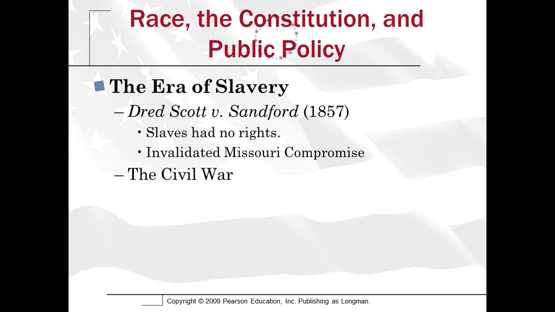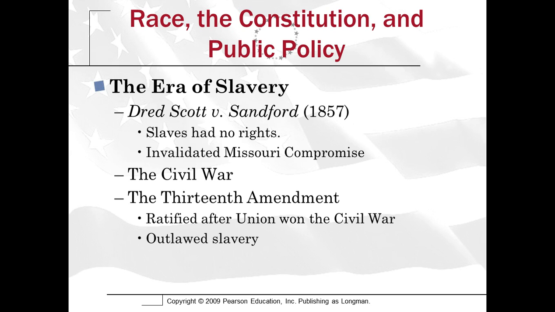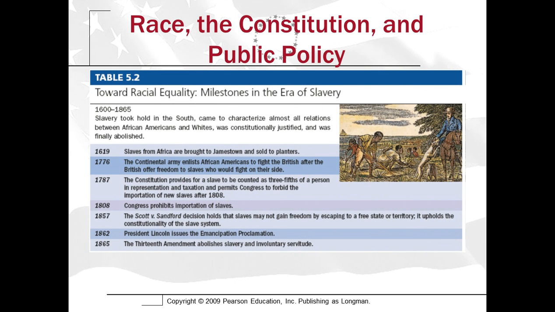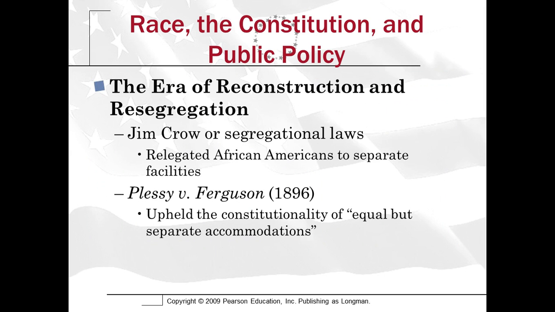Of course, the Civil War is fought, at least in part, over slavery. And the North wins. South loses. And so we get the 13th Amendment, which outlaws slavery. You can pause and look at this chart now, or you can look at it in your book. But this is what I'm going through anyway. We get the 14th Amendment and the 15th Amendment, which we'll talk more about a little bit later.